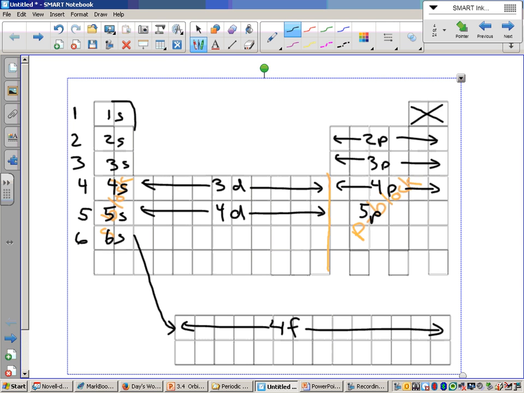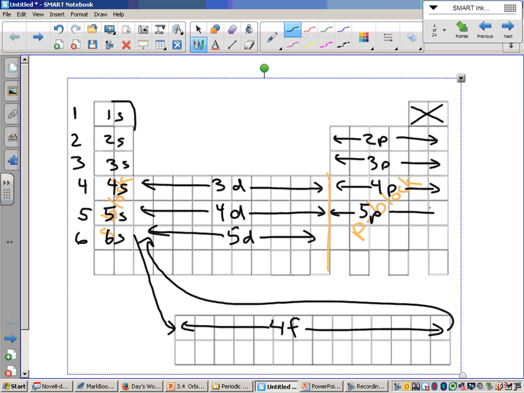After we are done filling the 4f, we head back up into that spot. And what am I filling here? What is this going to be using the rule for the d number? It's not an official rule, but 5d is going to fill next. 5d. And then, what's next? 6p, and then down here, what's this?